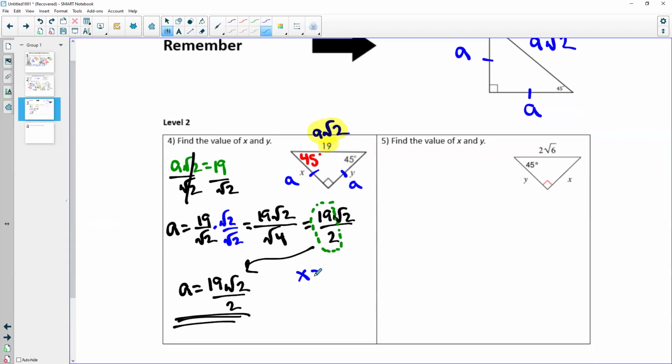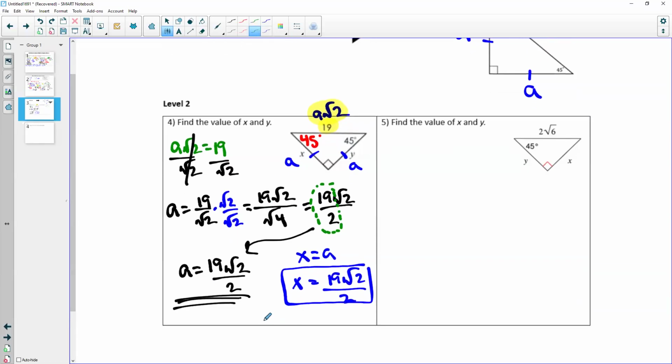Now the question was asking you to find the value of x and y. Well, remember that x is equal to a. We just found a. So that means that x is equal to 19 square root of 2 over 2. So there's our answer for x. And then the same thing could be said for y because these legs are congruent, right? Because y is also equal to a, then we could also say that y is equal to 19 square root of 2 over 2.